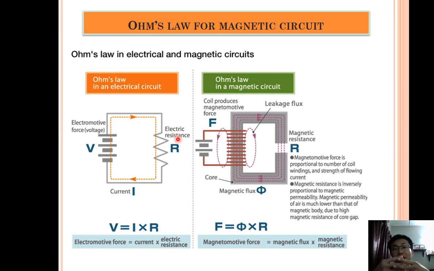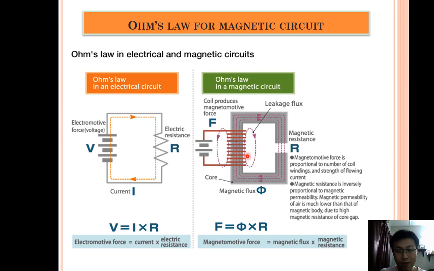Analogy means equivalently, analogous, or equivalent. It's not the same, but similar, or in terms of the concept, we use equivalent. So Ohm's law in a magnetic circuit, we use the same approach as well.